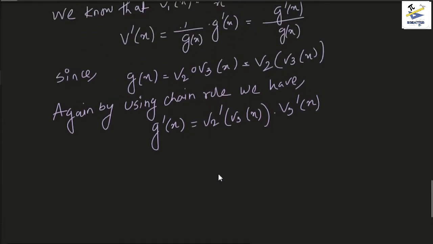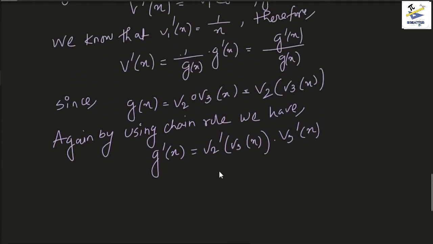Then since v2 prime x is cos x, this becomes cosine of v3 x, and v3 prime x is just e to the power x, so it's e to the power x. So this becomes e to the power x cosine of e to the power x, right, which is g prime of x.